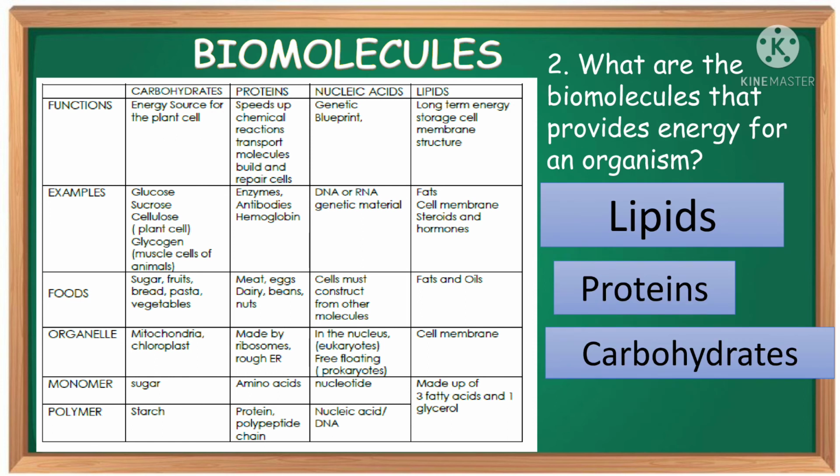The second question is, what are the biomolecules that provide energy for an organism? The first biomolecule is carbohydrates. Those are compounds such as sugars and starches that are important nutrients since the cells use them as a source of energy. The next one is proteins, which make up the majority of biomolecules present in a cell. They are responsible for many enzymatic functions in the cell and play an important structural role.